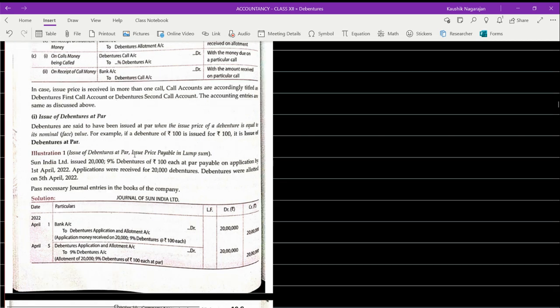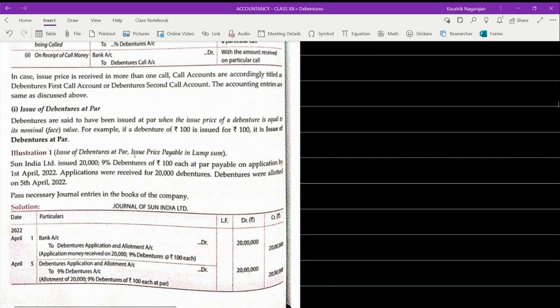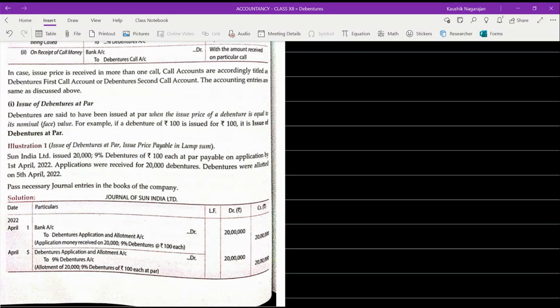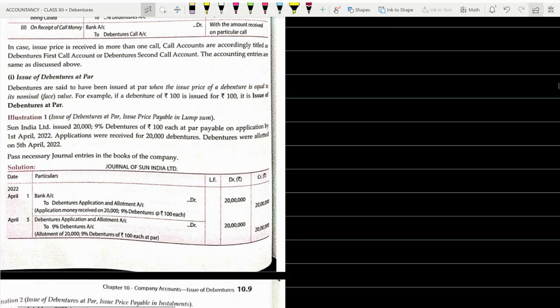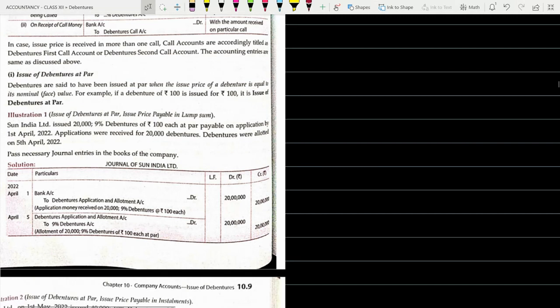Once again, we'll just understand the concept, what it is trying to say. It is mentioned in the question that Sun India Limited have issued 20,000 9% debentures. So this 9% is nothing but the interest rate, and this 100 rupees is your face value, and the amount is payable on the application.